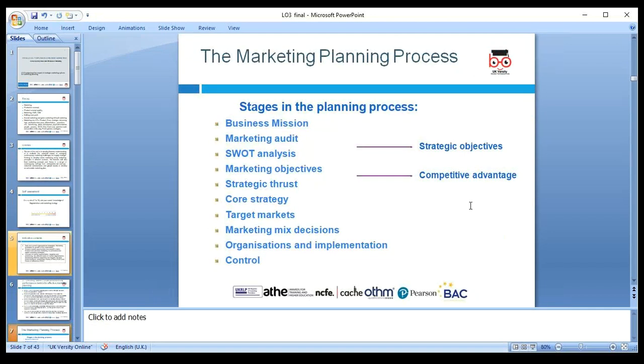Okay, then when we do the marketing plan or strategies, we have to follow the steps. You have a mission for the company, then you do the marketing audit, the environmental audit, internal and external environment. We discussed in lesson 1 the PEST factors: political, economic, social, technological.